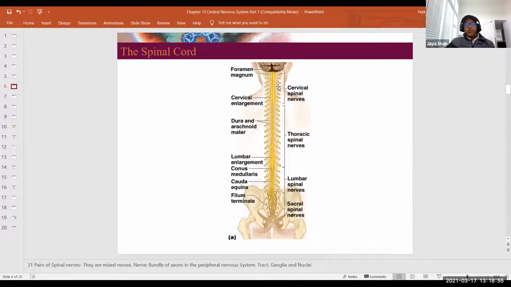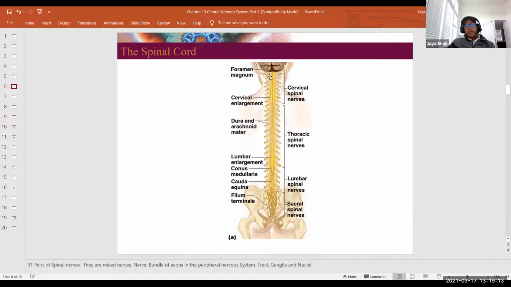Now, you see the spinal nerves are coming out here at every level. So we call them spinal nerve 1, 2, 3, and we will have 31 on both sides. So 31 pairs of spinal nerves.